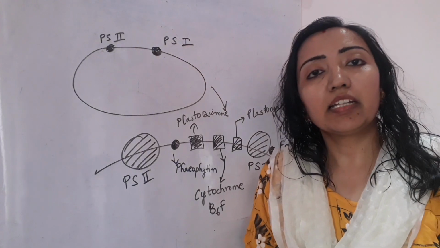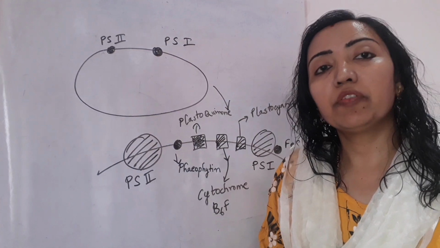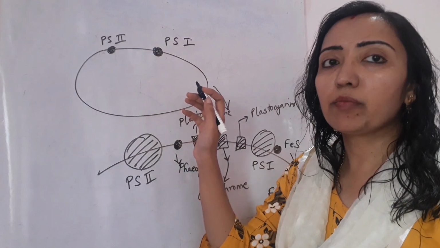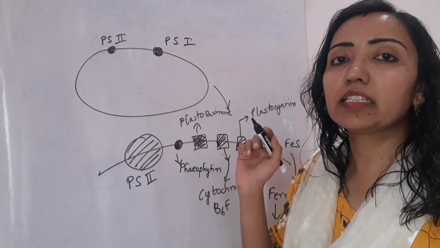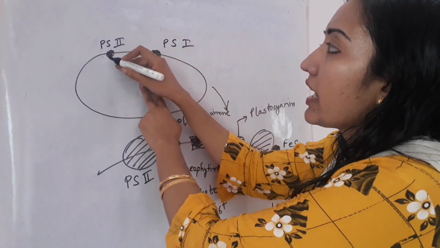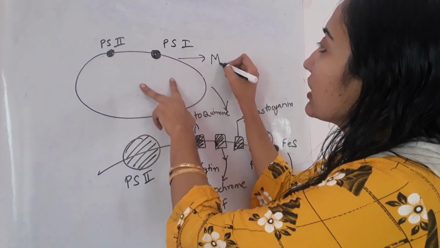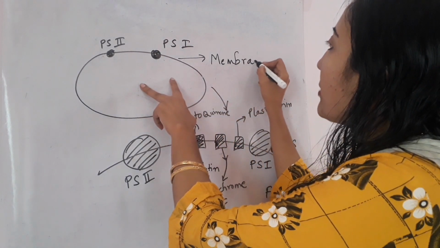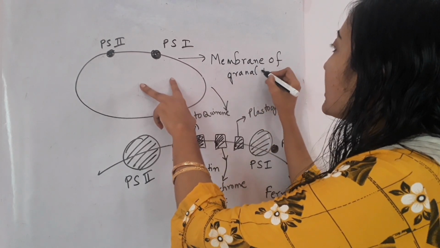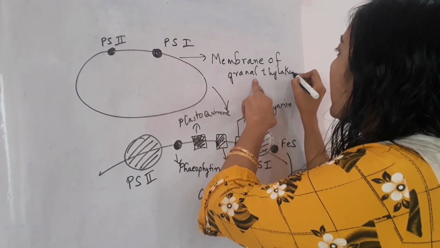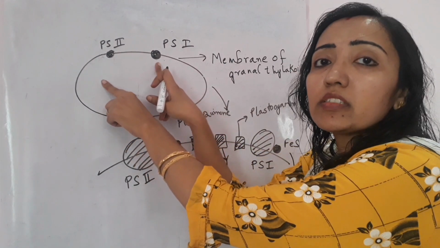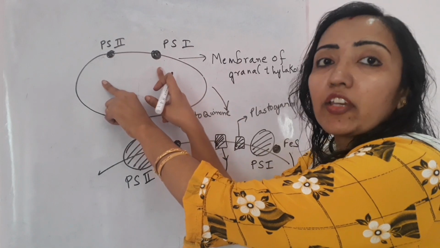Hi friends, let us study light reaction. Please listen carefully. In the previous video, I already told you where the light reaction takes place. Light reaction takes place inside the chloroplast, in the membrane of the granum thylakoid. In the membrane of the granum thylakoid, photosystem 1 and photosystem 2 are located. So this is where the light reaction takes place.